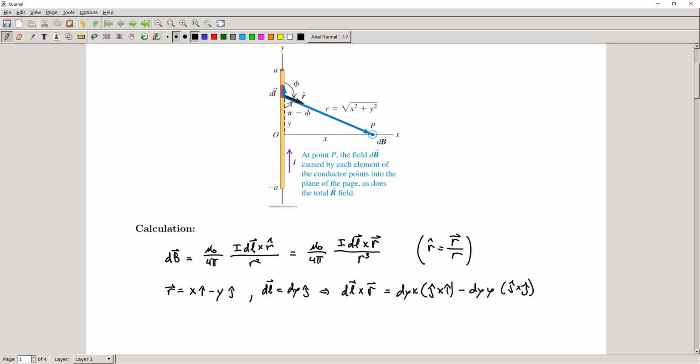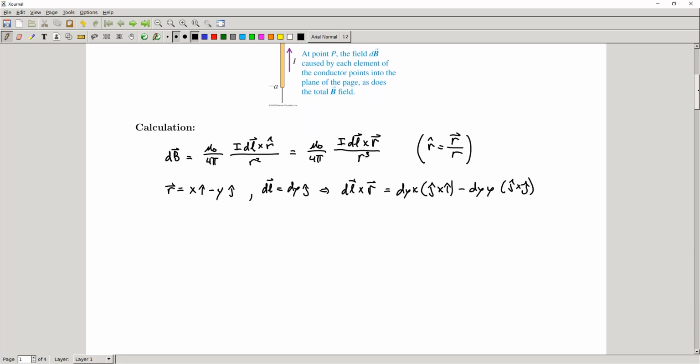Okay, and so we can get rid of the cross product at this point. We can do this cross product: j hat cross i hat is going to be negative k hat. And j hat cross j hat is going to give us 0. So the whole cross product is going to simplify down, and we're going to end up with an x dy from this term here in the minus k hat direction.